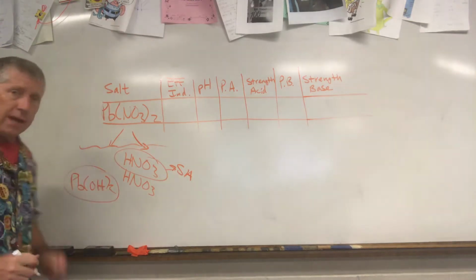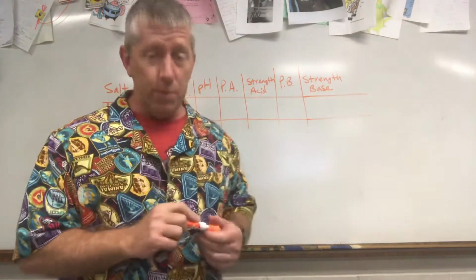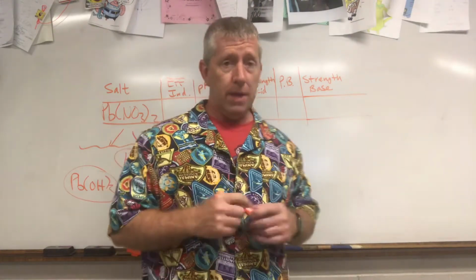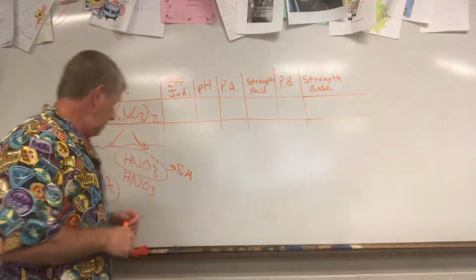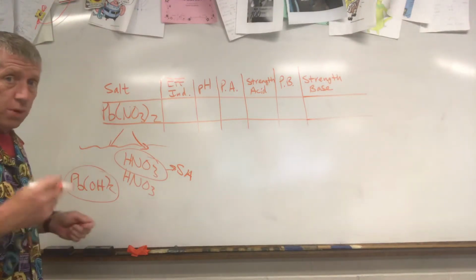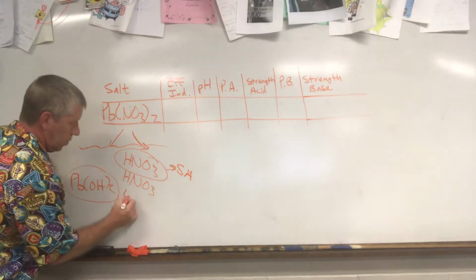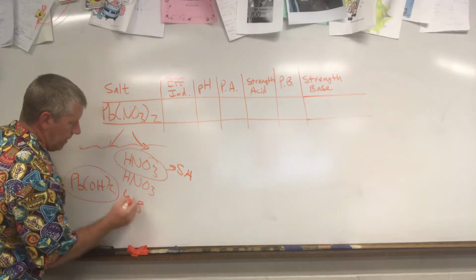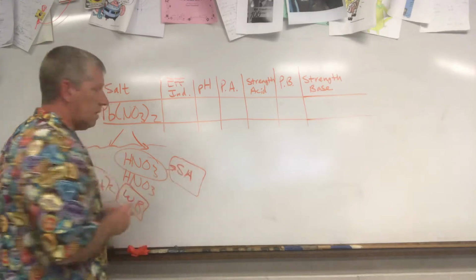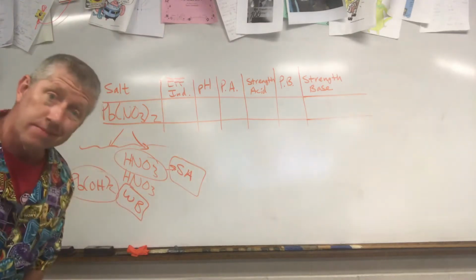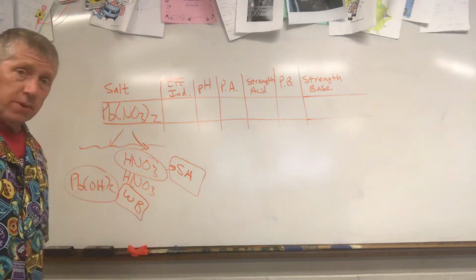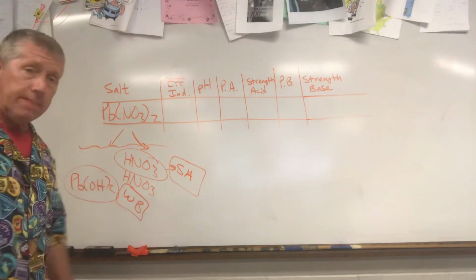This lead hydroxide is a weak base. I hope you know why, lab partner. It is a weak base. That metal, lead, is way over to the right of the periodic table. It's not a group 1 or group 2, so this is weak. So what do we have? We have a weak base and a strong acid. Who wins? Strong versus weak. Strong acid wins. The strong acid dominates the weak base.